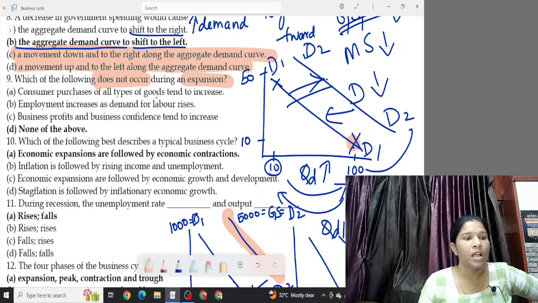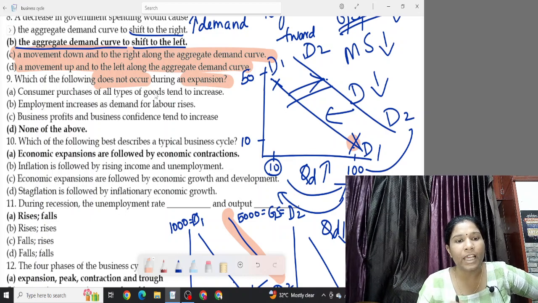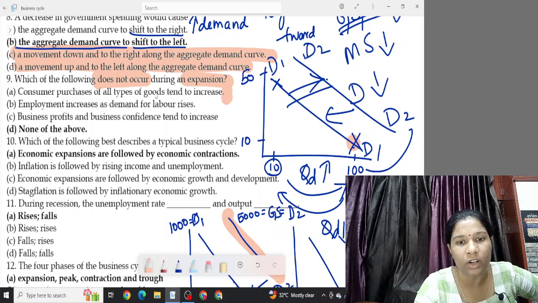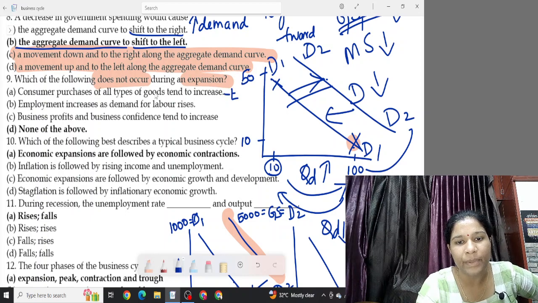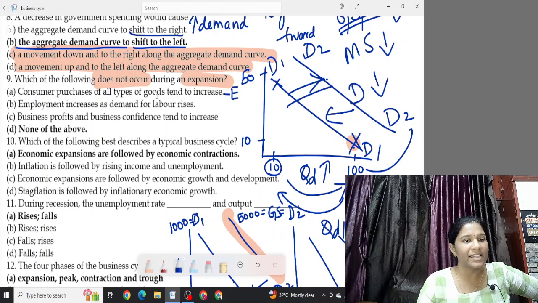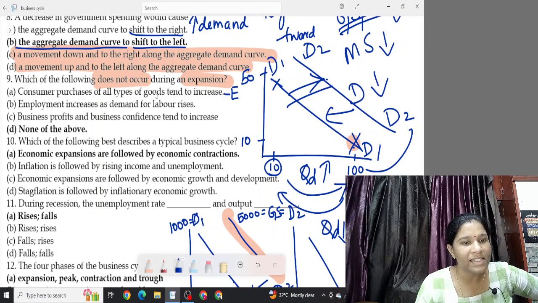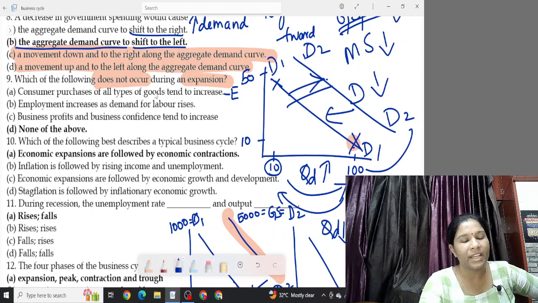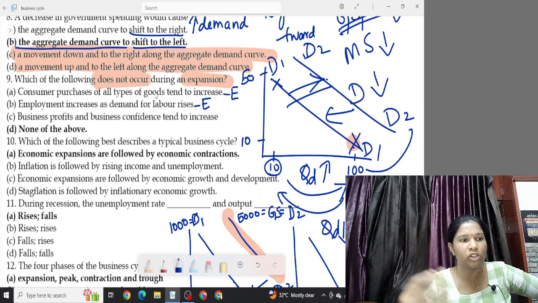What I'll do is, first of all, I'll read the sentence. Consumer purchases of all types of goods tend to increase. Whether this happens during expansion or contraction, this happens during expansion, right? So I'll write this happens during expansion. I'll read the second one. Employment increases as demand for labor rises. Okay, this will happen only during expansion or boom period.